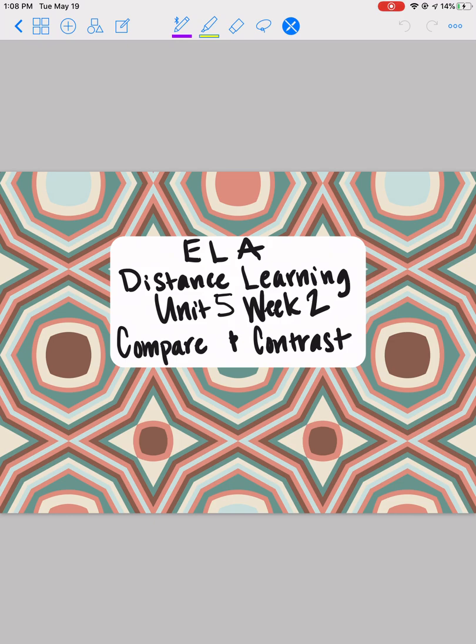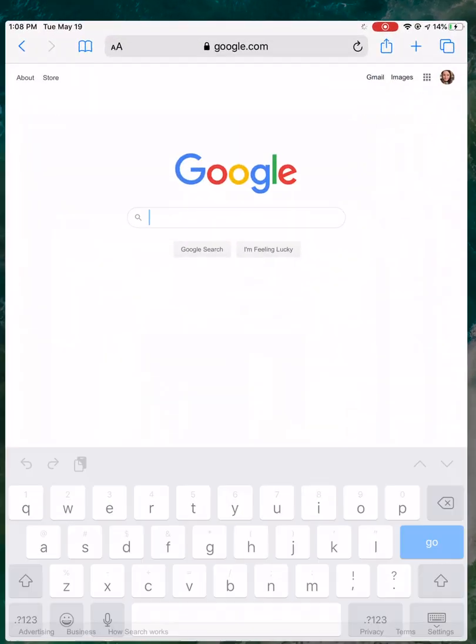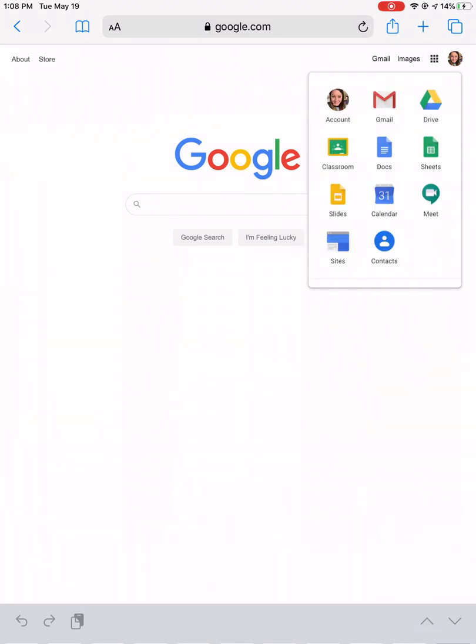So here's our starter, but here's what I want you to do. I want you to go to your Google Waffle because you need to upload a new classroom for ELA. So I'll show you, and you can press pause and go ahead and do this. Go to your Google Waffle right here, and then you go to your Google Classroom.